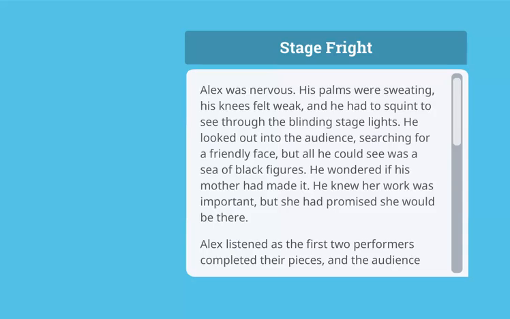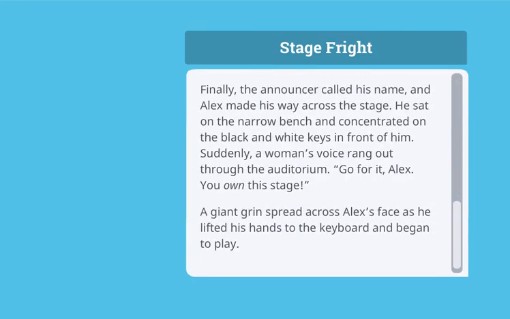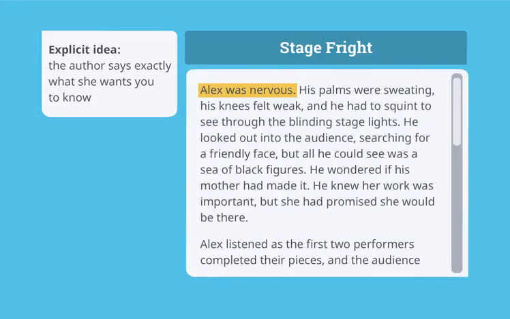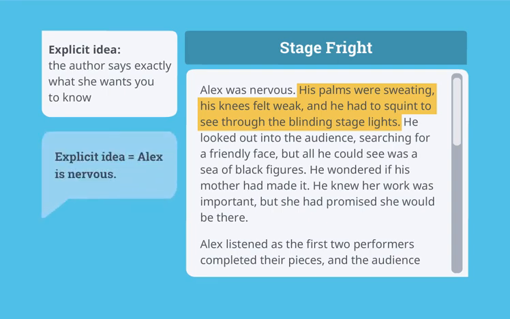Okay, now let's look at some of the ideas in the story. Here on the right is our story. And here on the left, we'll take a look at the story ideas. Let's start by looking at one explicit idea. The author tells us that Alex was nervous. These details prove this idea. His palms were sweating, his knees felt weak, and he had to squint to see through the blinding stage lights. So we know how Alex is feeling and what he is doing.